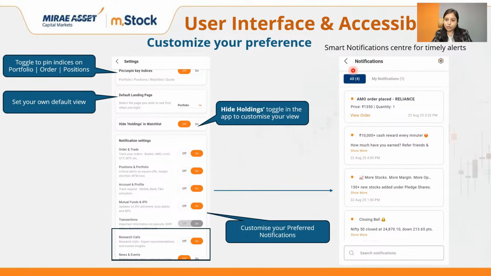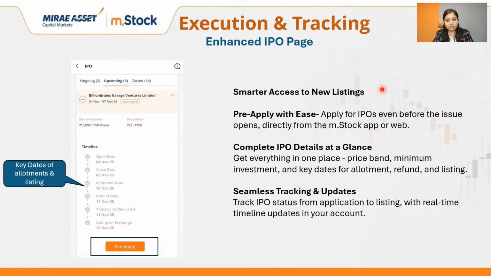All the notifications will be updated in the all tab. Specific notifications, as in related to you, you will be able to view in my notifications. As I discussed, pre-apply IPO: you can apply for an IPO before it starts, but you need to accept the UPI mandate once the IPO subscription starts. You'll receive an IPO mandate after that, and you need to accept it.